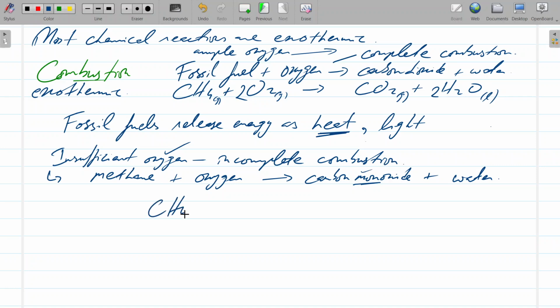So that's CH4 plus O2, giving you CO, not CO2, because you've got less oxygen, and H2O. Gas, gas, gas, and liquid. And this is definitely not balanced. It's a bit tricky. You want to try balancing it?